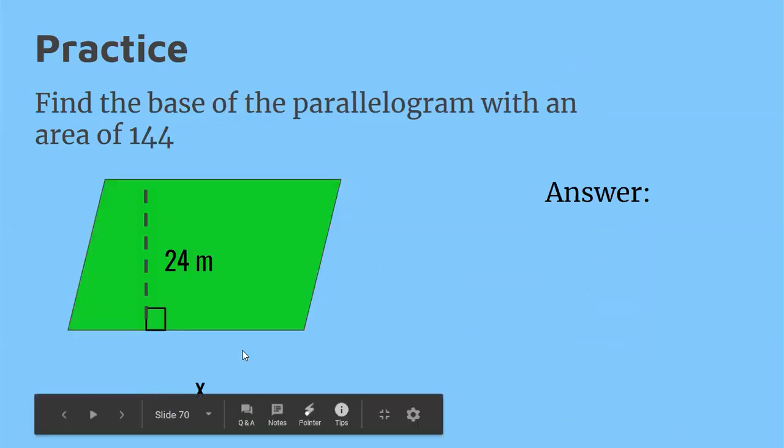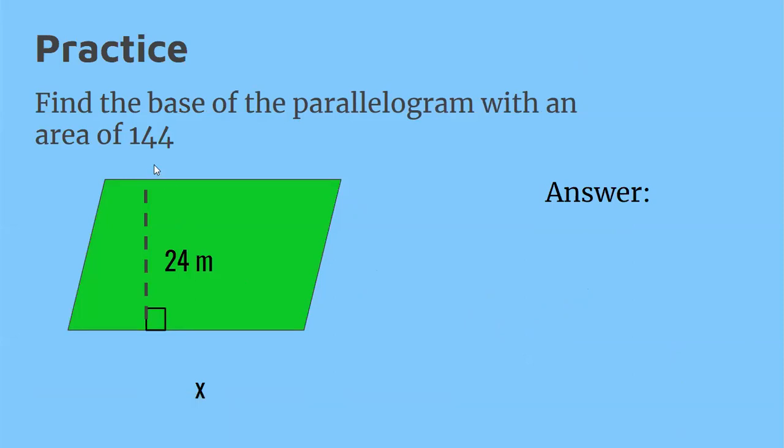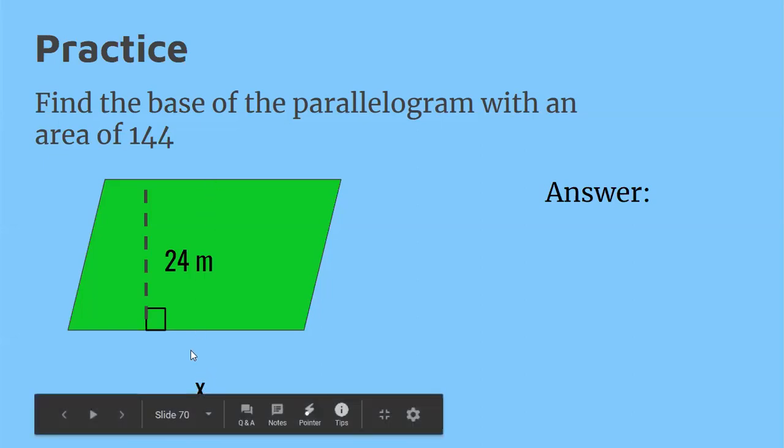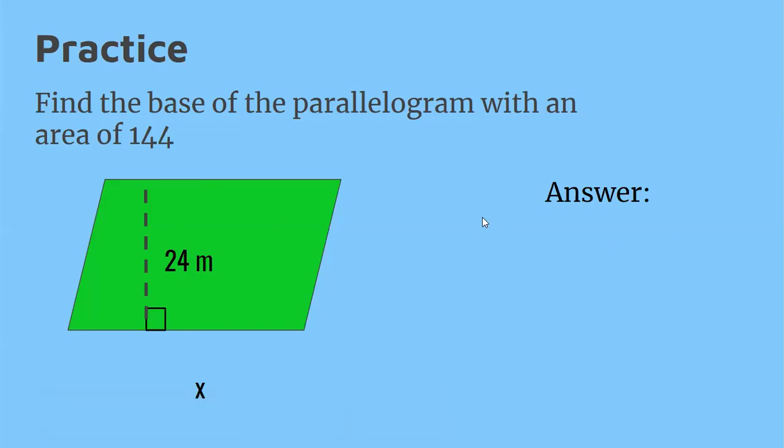Now we're finding the base of the parallelogram with an area of 144 meters squared. We have the x right here as the base, and 24 meters. So once again, you hit pause, finish everything up, and then come back. So 3, 2, 1, pause.